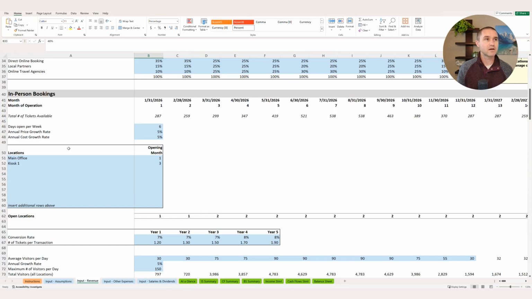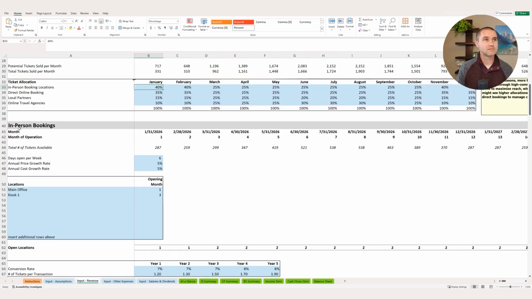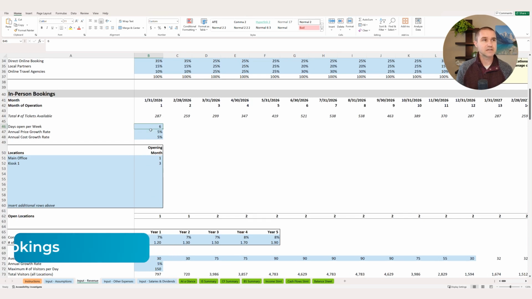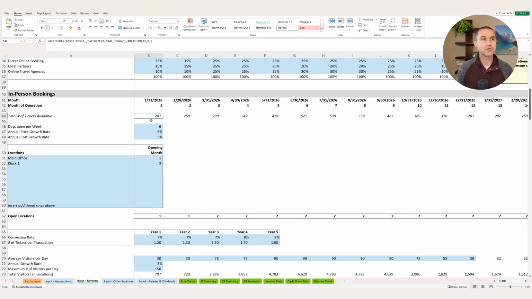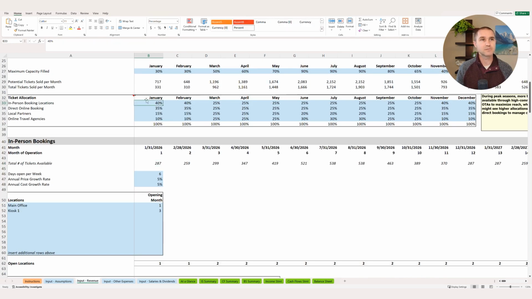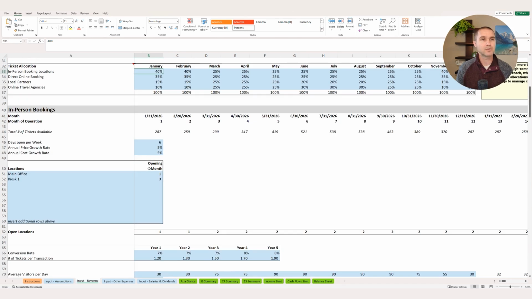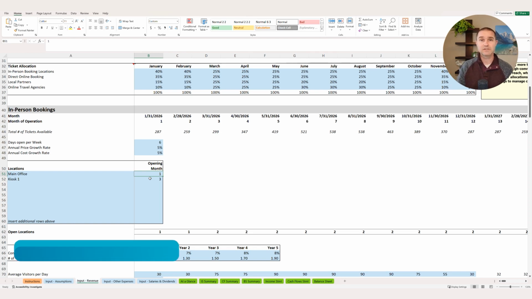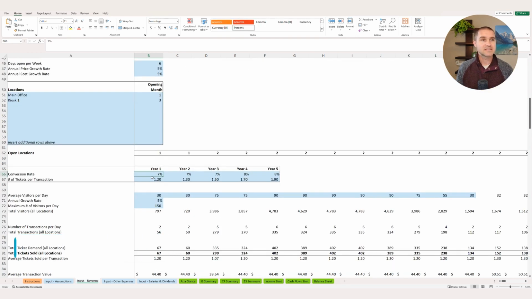So all right, from there we kind of break down the different booking channels here. So we've got the in-person bookings, we're available 6 days a week. This is our percent or number of total tickets available based on this assumption, right? So you're saying 40% of the tickets available are being made available for in-person. And then we can say, let's say we have different places, different locations where these tickets could be sold in person. It could be the main office. Maybe you have different in-person locations that you're selling. So you can set a conversion rate here and number of tickets per transaction per day.